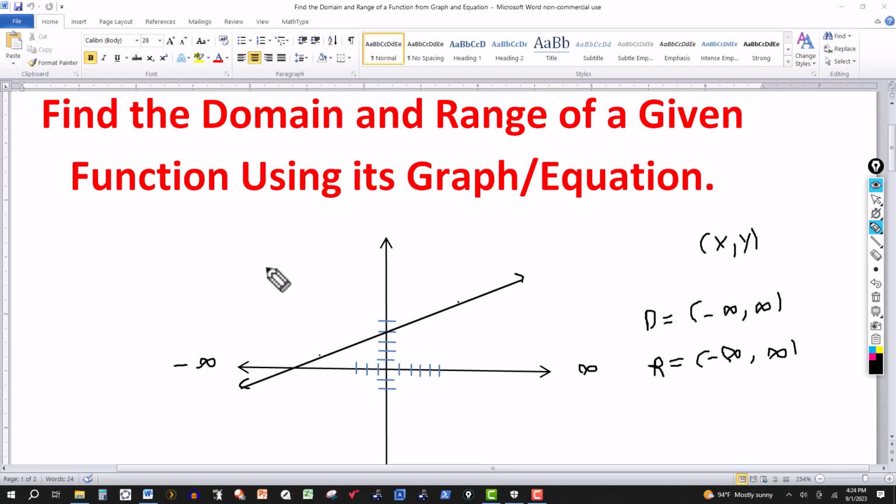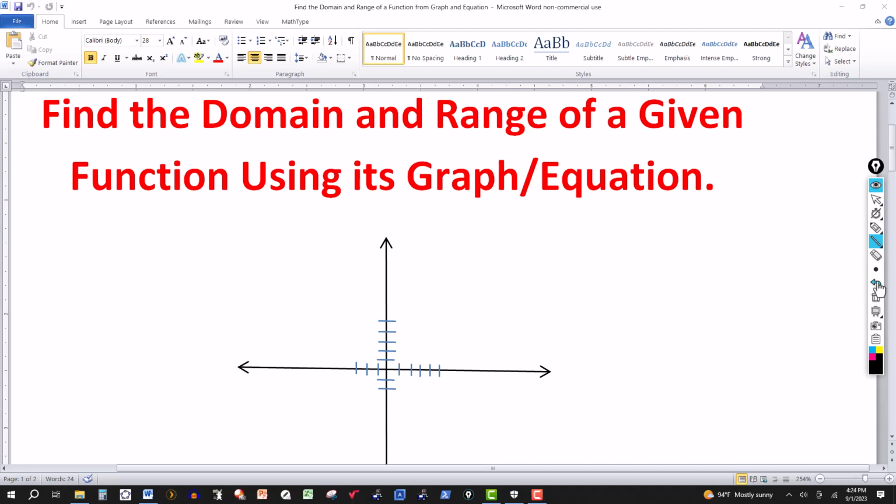Now it doesn't matter if a line slants this way, same thing. Domain, negative infinity to infinity. So for any equation that determines a line that's either slanted in the positive direction or the negative direction, the domain will always be negative infinity to infinity. The range, negative infinity to infinity, or all real numbers.